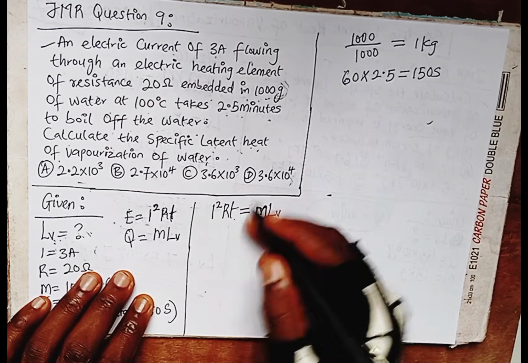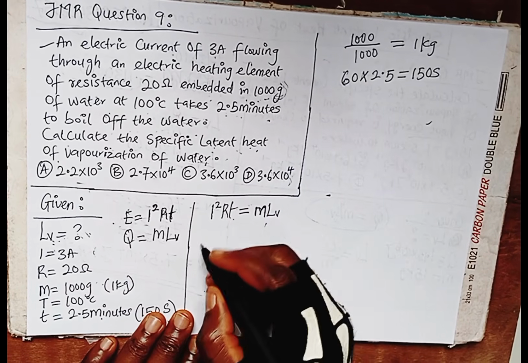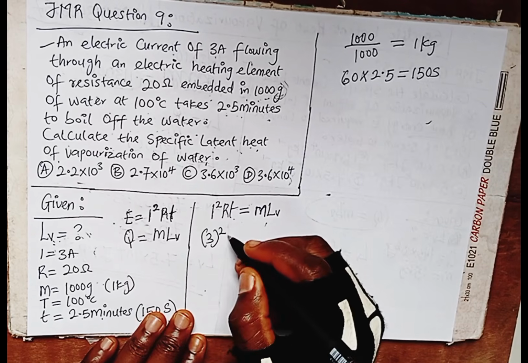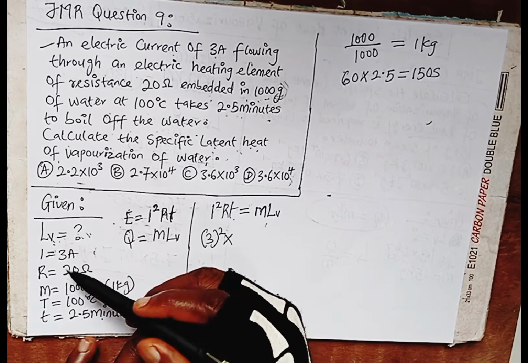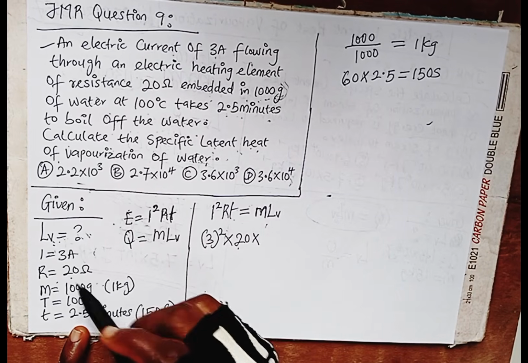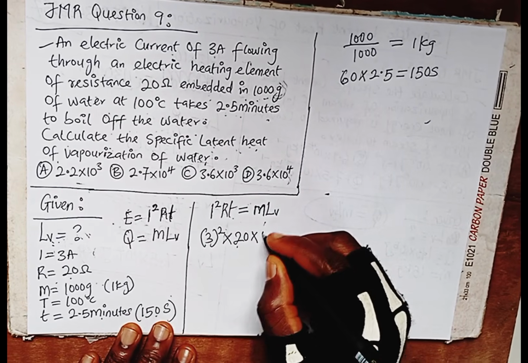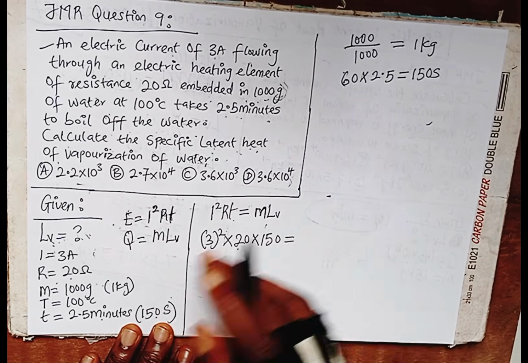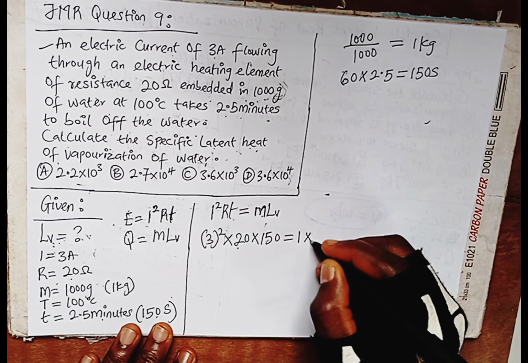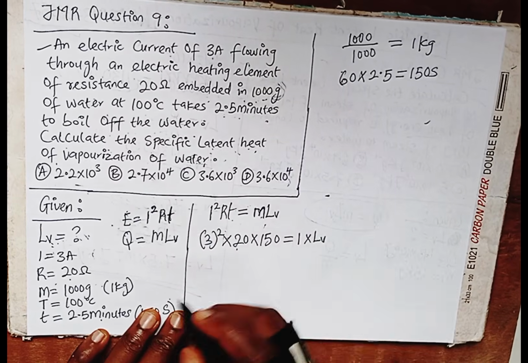So when we use this formula to solve, we substitute here. What is I? I squared is 3 squared, 3 raised to power 2, times R. What is R? R is 20. Times time. What is our time? Our time is now 150. Equal to mass, and our mass is 1, times LV.